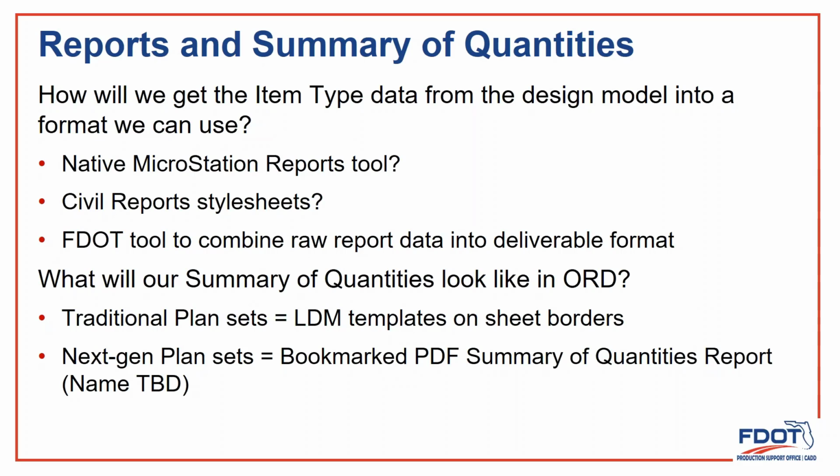Now, once we have those item types applied to our elements in Connect, how are we going to get that back out and generate our summaries? Right now, we were looking at the possibility of using several report style sheets. It's looking like the native MicroStation Reports tool is going to be the route we end up taking. I've got a couple of those developed as tests, and they seem to work well.